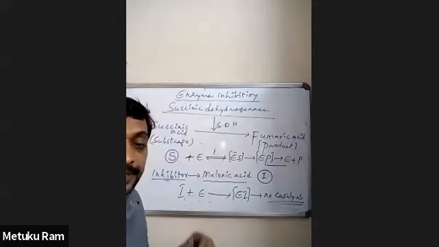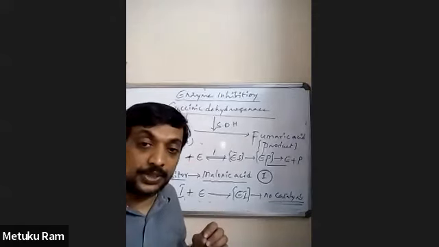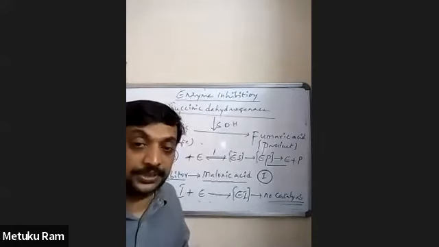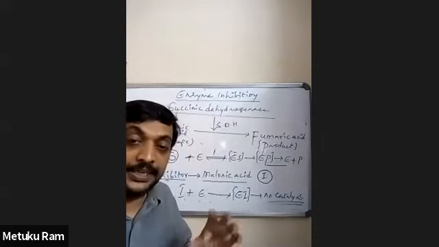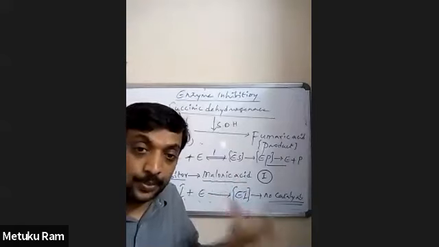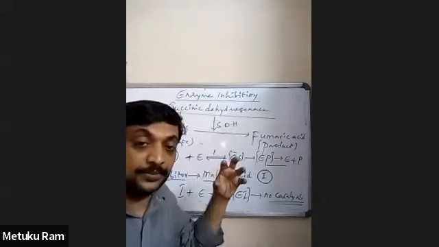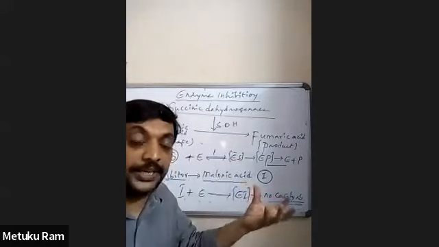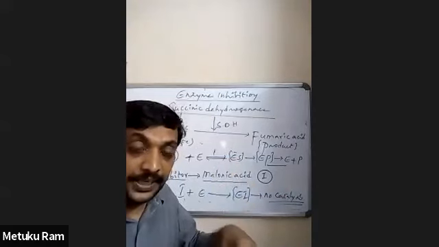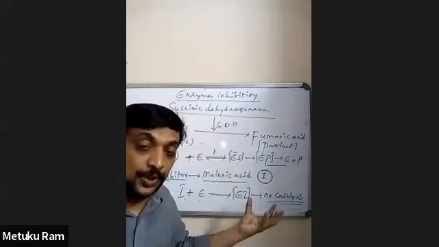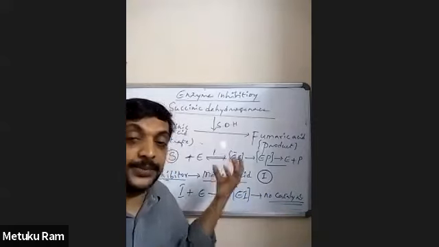So both substrate and inhibitor resemble one another in terms of their structure. But if the concentration of the inhibitor is more, obviously it will occupy the active sites of the enzyme. In that competition, the inhibitor wins. If the concentration of the substrate is more, obviously the substrate is going to win.